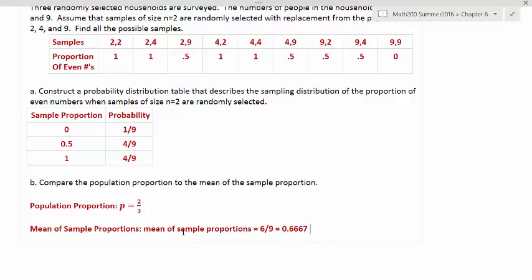So we see that the population proportion, which is 2/3, is actually equal to the mean of the sample proportions, which is also 2/3. With that, we can conclude that the sample proportion would be a good target for the population proportion. That makes the sample proportion a good estimate. All of this is kind of preparing us for our inferential statistics studies.